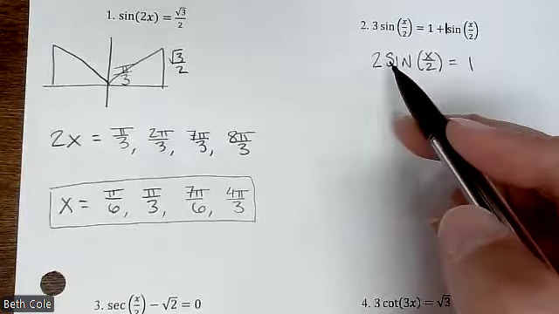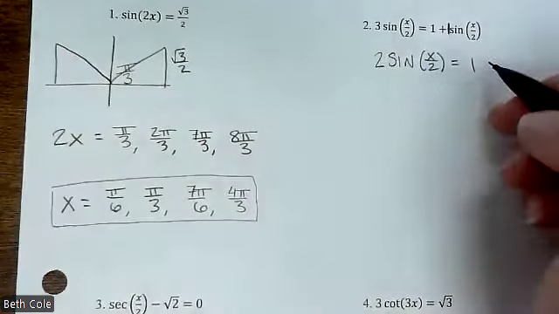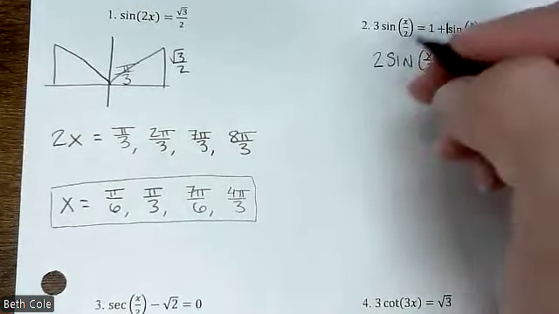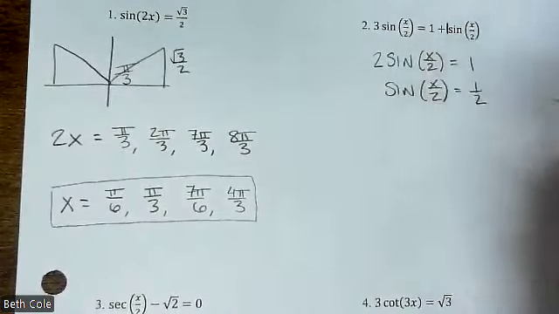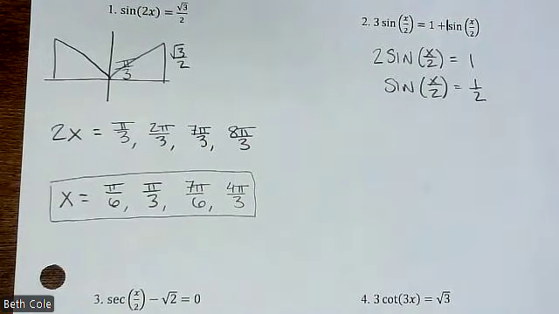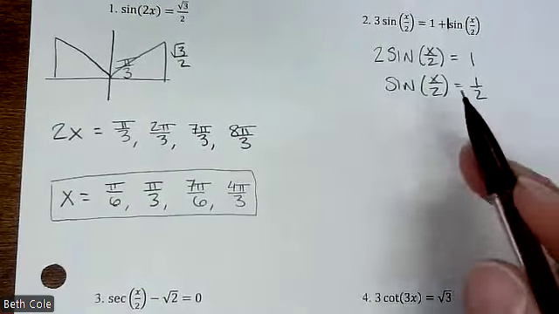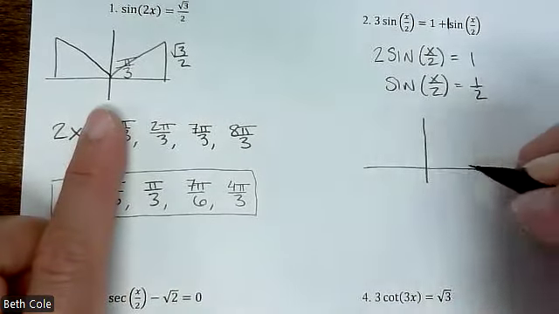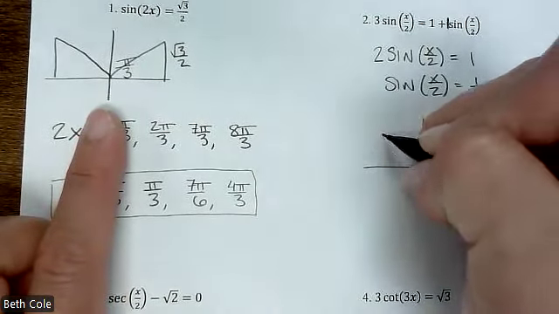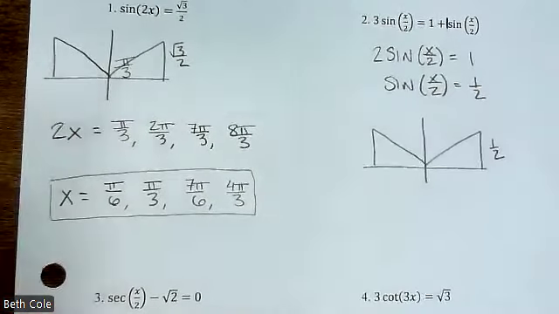All right, what would be your next step trying to solve this? Yeah, you would divide over this 2. So you would get sine of blah, blah, blah equals 1/2, which, oh my gosh, is on the unit circle. It's sine and it's positive. So same quadrants as we were in for the first one, except this time your y value is 1/2.